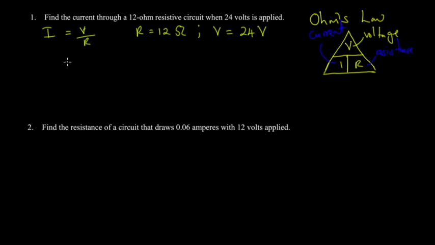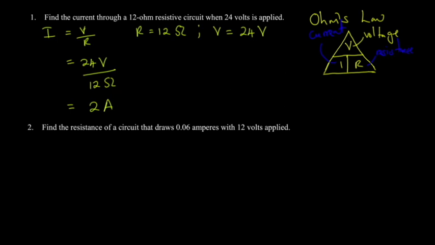So now you just have to substitute. Our V is equal to 24 volts, and our resistance is equal to 12 ohms, like this. So 24 divided by 12, you'd obviously get 2 amps.